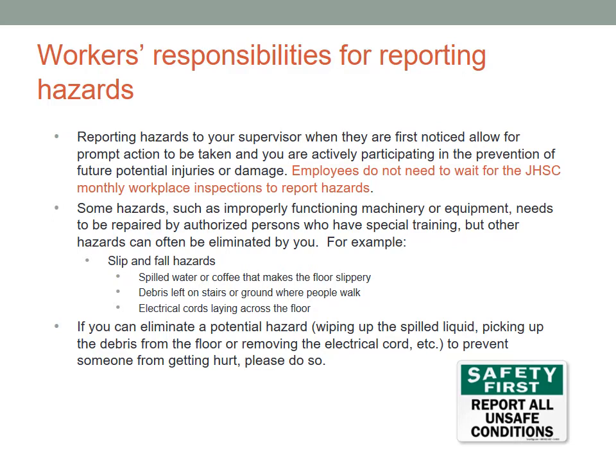For example, slip and fall hazards, such as spilled water or coffee that makes the floor slippery, debris left on stairs or ground where people walk, electrical cords laying across the floor. If you can eliminate a potential hazard, such as wiping up the spilled liquid, picking up the debris from the floor, or removing the electrical cord, to prevent someone from getting hurt, please do. Safety first, and remember to report all unsafe conditions to your supervisor.